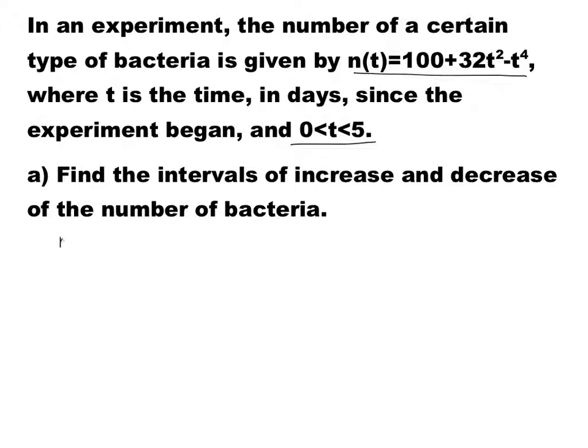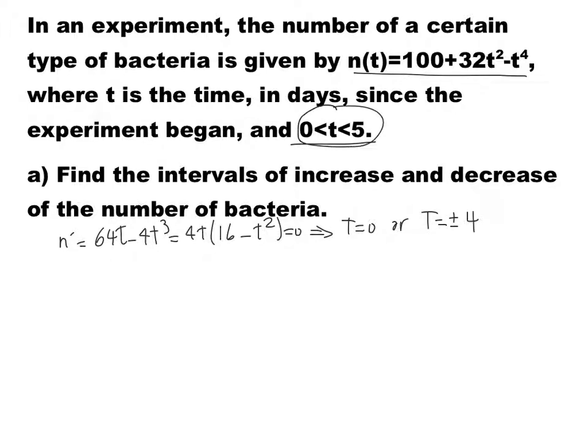So the first thing you have to do is to find the derivative. N prime is 32 times 2 is 64T minus 4T cubed, which is the same as, if we take the 4T out, 4T times 16 minus T squared equal to 0. So from here I get T equal to 0, or 16 minus T squared equal to 0, so T squared is equal to 16, or T is plus or minus 4. We know that the interval is between 0 and 5, so negative 4 we do not consider.